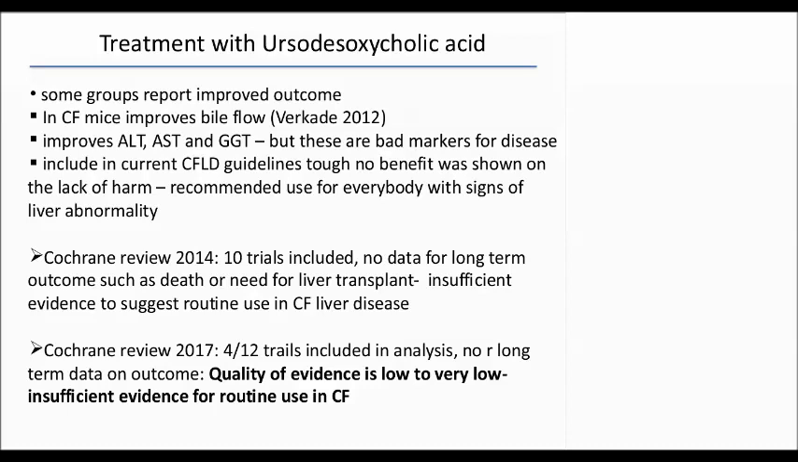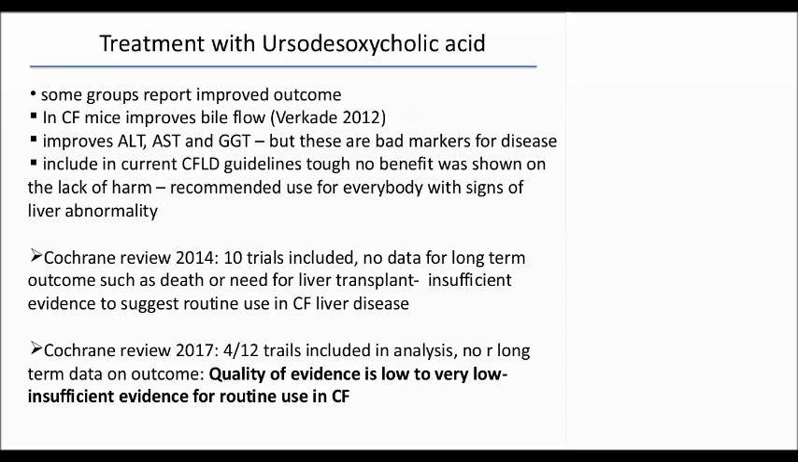But so far, and I give you two Cochrane reviews here, there has been no clinical benefit shown in patients with CF liver disease on urso or not. There have been two Cochrane reviews, one in 2014 and one in 2017. The 2014 review included 10 trials. There were no data for long-term outcome. And the conclusion of the Cochrane authors was that there was insufficient evidence to suggest routine use in CF liver disease.